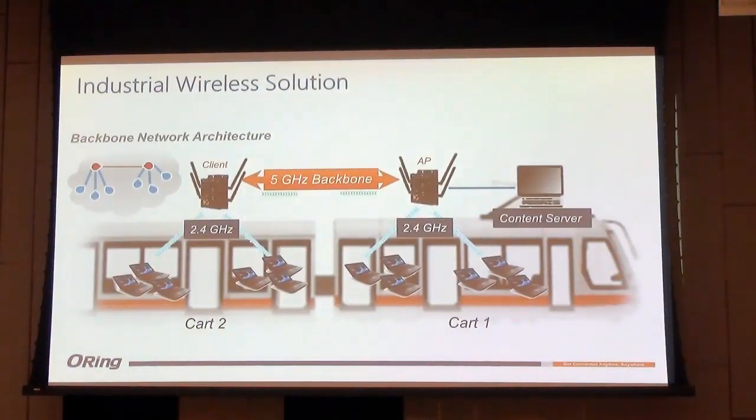And this is the backbone network architecture. In this application, you can use a 5 gigahertz connection for the backbone and use 2.4 gigahertz to serve passengers. So in the car, passengers can communicate to the other car through the wireless backbone.